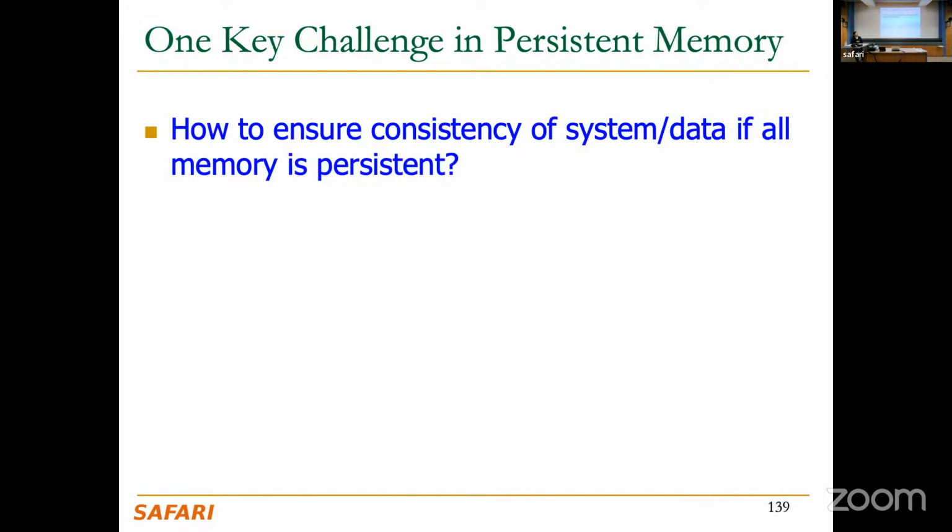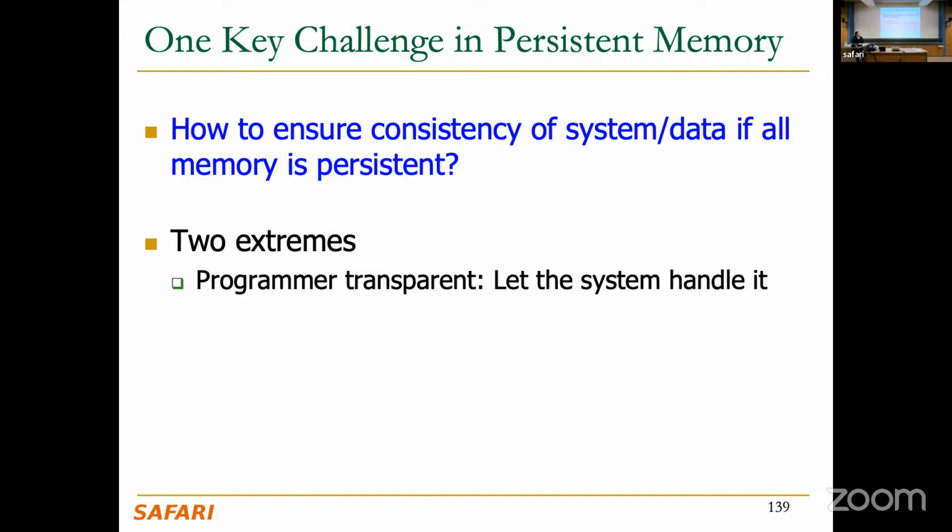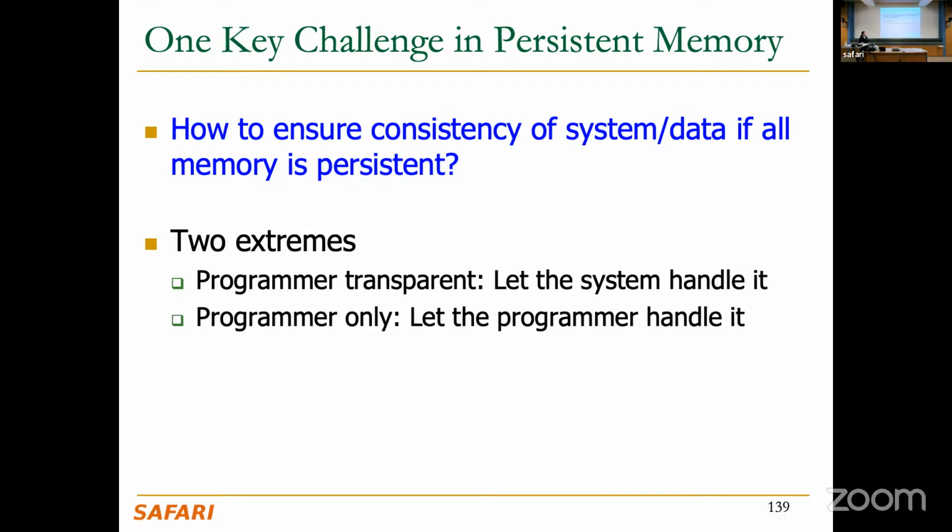But there's another question: how to ensure the consistency of the system and data if all the memory is persistent. So there are two extremes. One is that we ask the programmer to do it, and the other is that we ask the system to do it, which is transparent to the programmer. But there are so many options in between these two extremes.